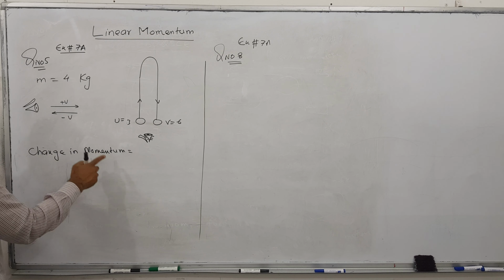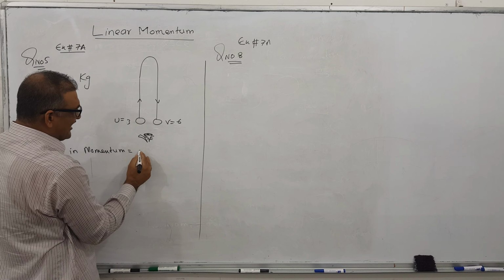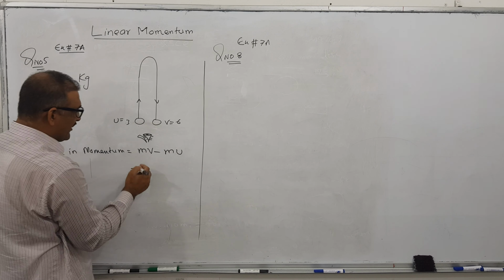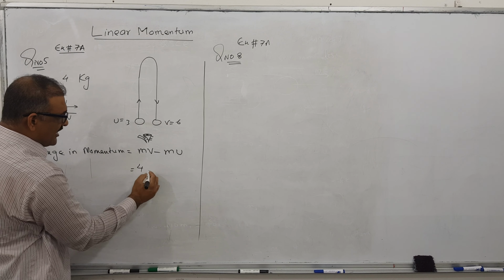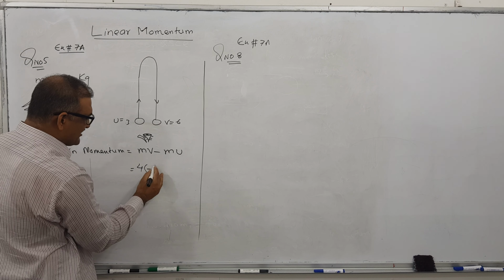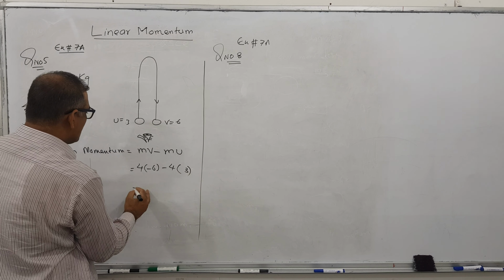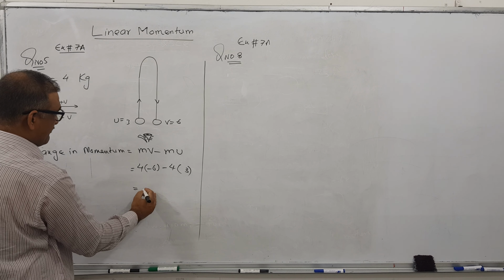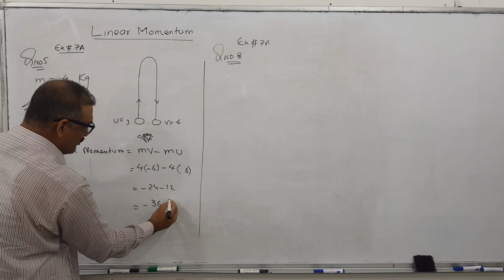So, change in momentum. This is going away, so I can say final mass times velocity minus initial mass times velocity. Mass is given here as 4, and because the final velocity is coming backwards, it is not 6 but minus 6. And the initial velocity is going away, so 3. So the answer is minus 24 minus 12, so minus 36 Newton seconds.